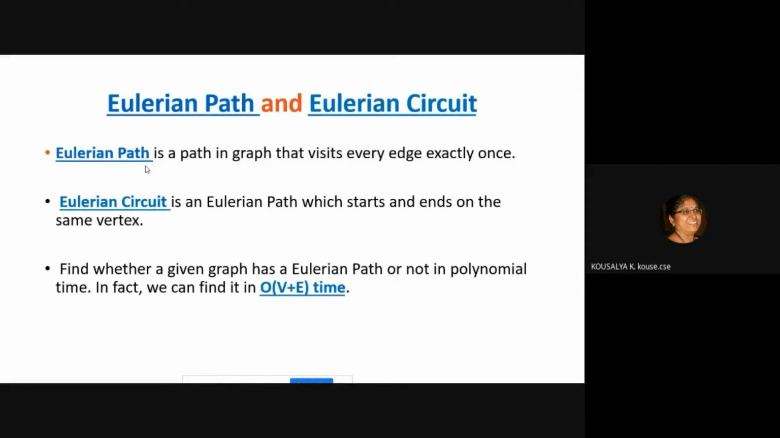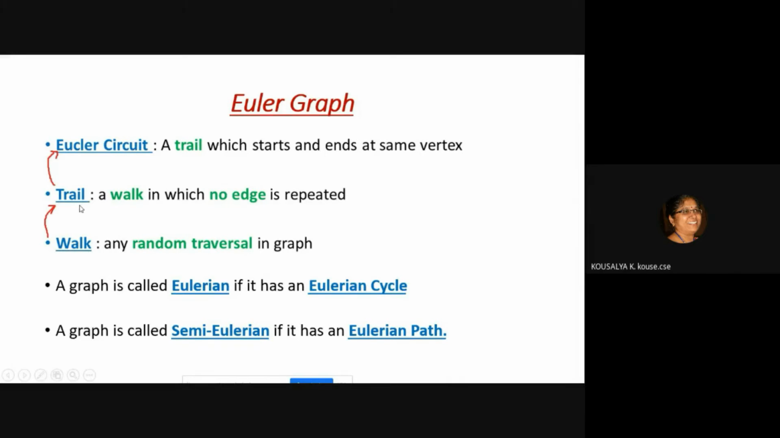What is a circuit? You start and end with the same vertex. That is called an Euler circuit. This is the normal definition. A walk is nothing but a traversal of a graph. A trail is a traversal in which no edge is repeated. So you have to identify a traversal in which no edge is repeated. This is the definition of a trail. Then you start and end at the same vertex, and that is called an Euler circuit.